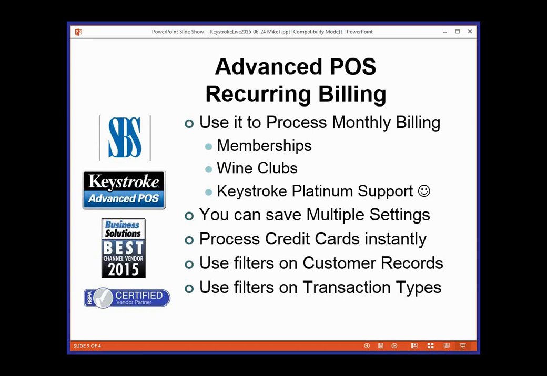And then one thing also I wanted to mention, which is not on the slide, is that when you get an approval on a credit card, of course it gets turned automatically into an invoice, but if you get a decline on a credit card, it goes into a transaction type that you select. So let's go ahead and jump over here into Keystroke. I'll get this going here.